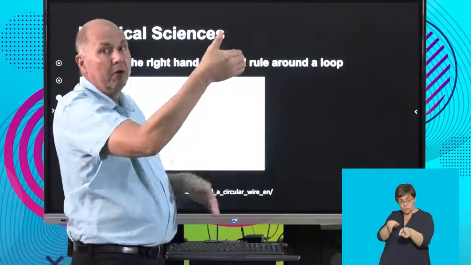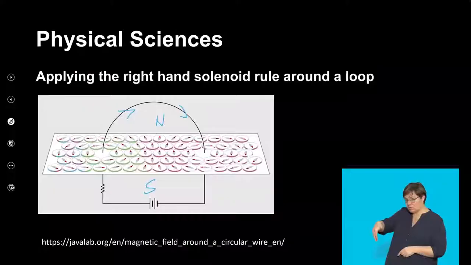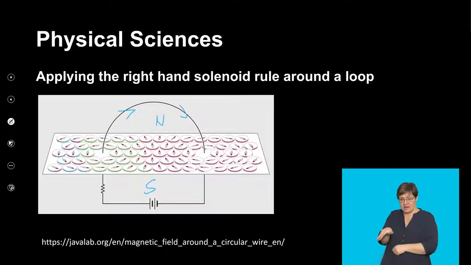So if we do it next to the board here, you'll see that we're going around like that and we're pointing in. This side was the south side. The red arrows of the compass needles are pointing north. So the north side is on the other side of the loop. Let's have a look and apply that to this diagram.